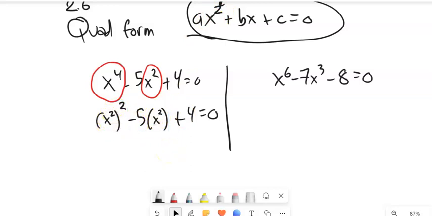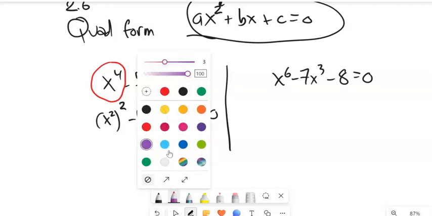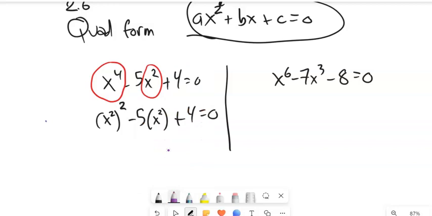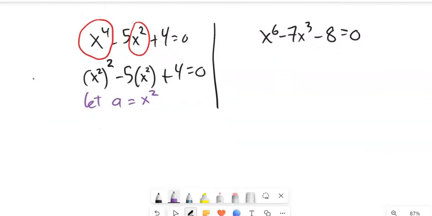So sometimes what we do is we kind of trick ourselves a little bit. You don't have to necessarily do this, but it helps. I'm going to say let a equal x squared. So a is just going to be a placeholder. I can rewrite this then as, instead of x to the fourth, instead of x squared squared, a squared minus 5, instead of x squared, a, plus 4 equals 0.